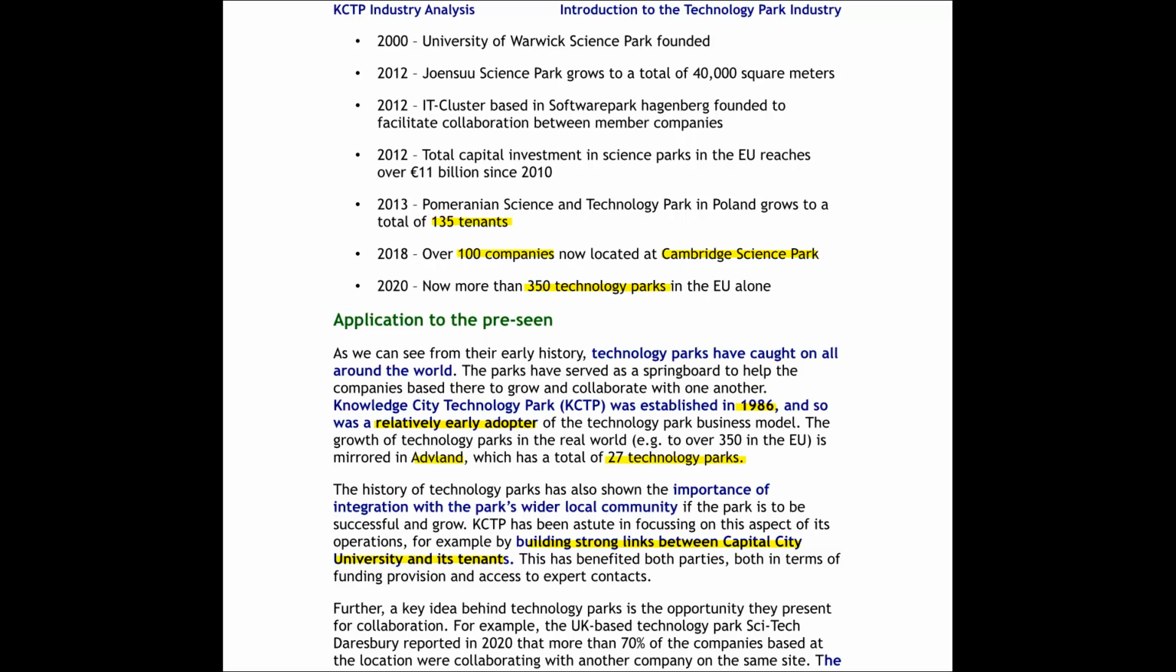The same also goes for employability. That is to say, through such networking and through such contacts, people can gain access to jobs from the university to the tenant companies and so on. So there is a lot of networking involved at these parks, and Knowledge City Technology Park is no different.